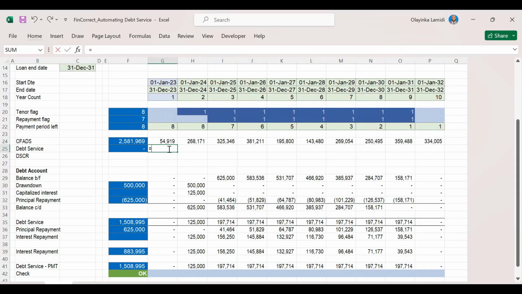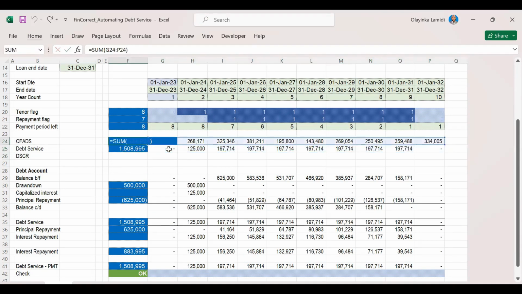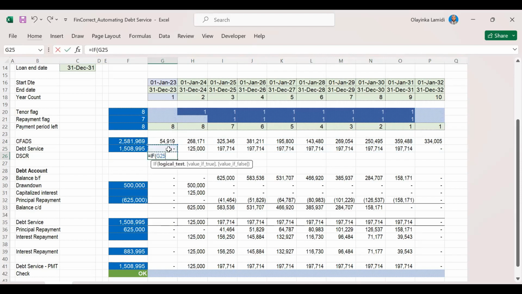So let me link this to my debt service. So here I have my debt service, and I can calculate my DSCR. The debt service coverage ratio shows you how many times you can pay off your debt service in any period. So how do we do that? We'll tell Excel: give me CFAD divided by debt service.